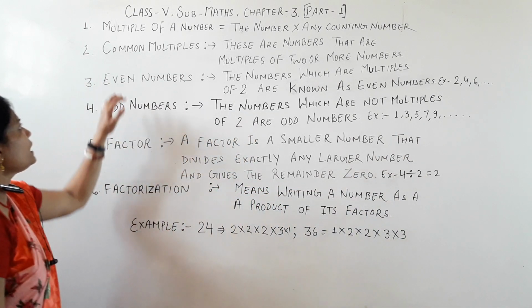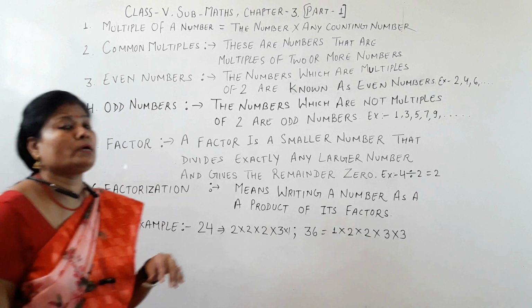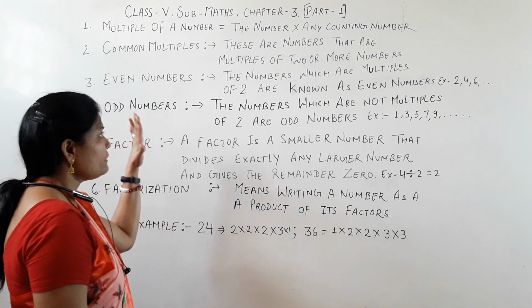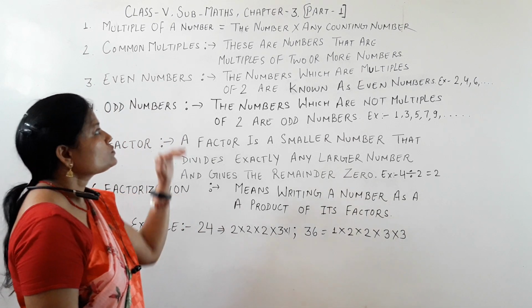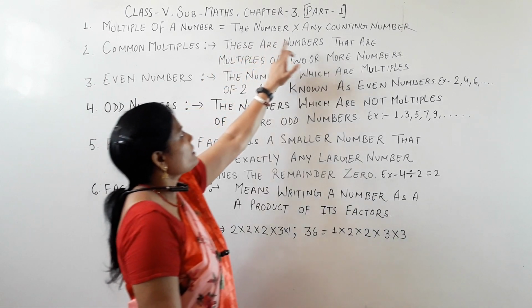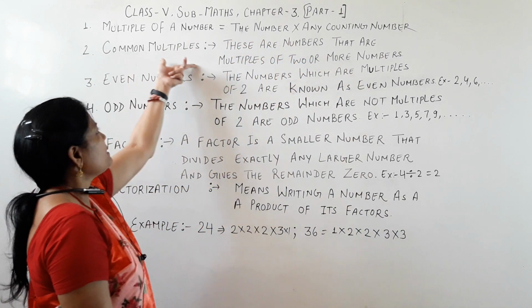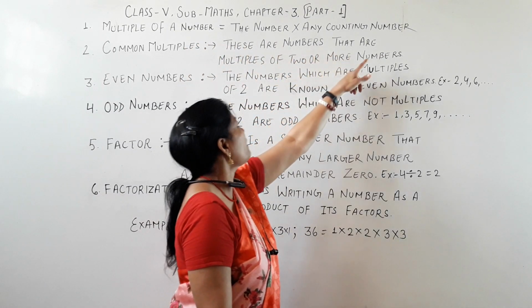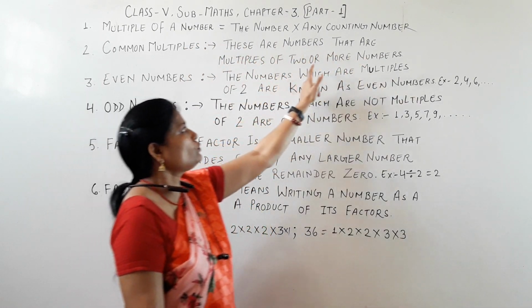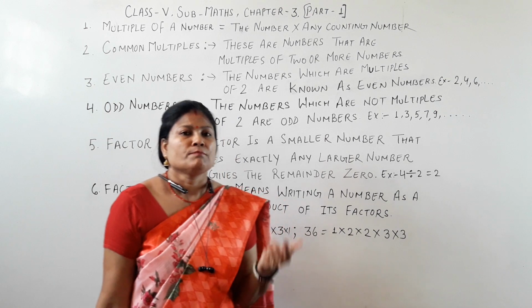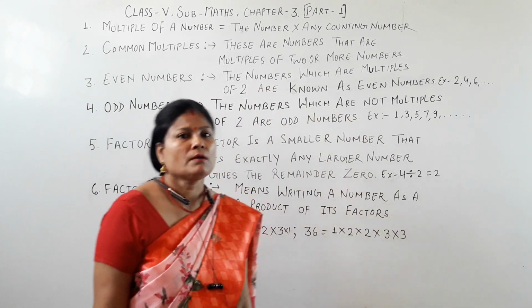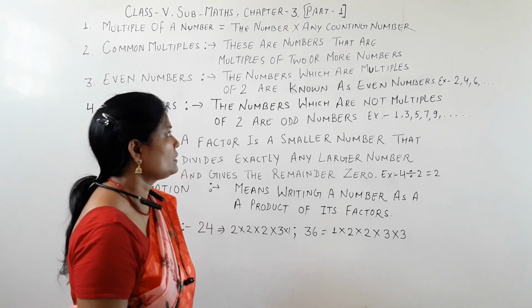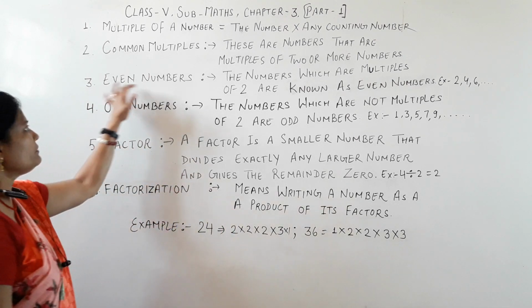Okay children. Now common multiples. What do you mean by common multiples? If I have found many multiples of two given numbers, then common multiples are the numbers that are multiples of 2 or more numbers. These are the multiples of 2 numbers, or maybe more than 2 numbers. Got it?